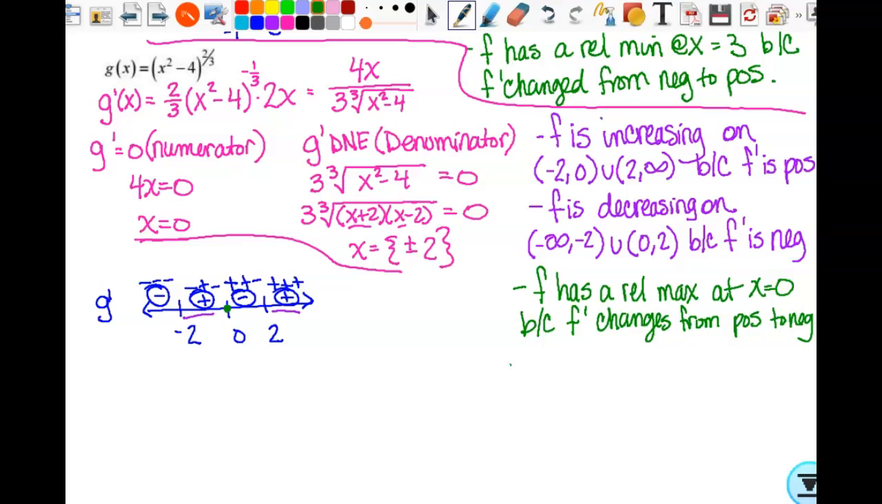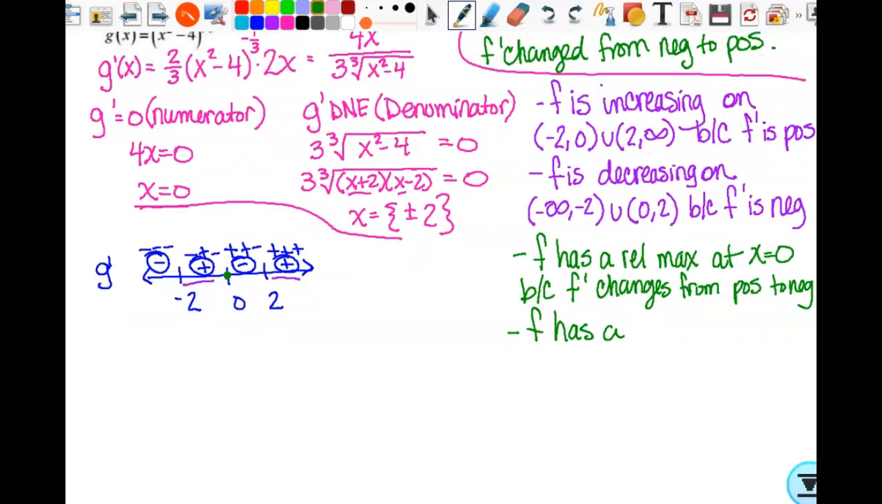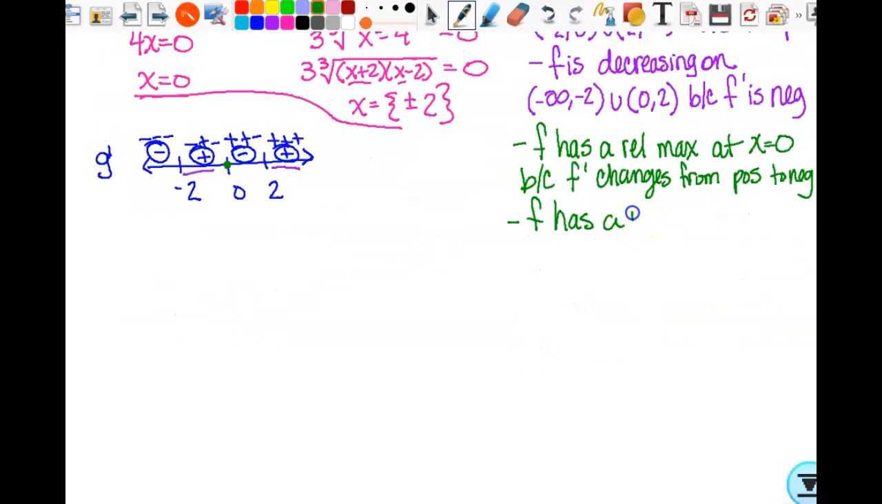Then I can say F has a relative, I can't spell or write, has a relative minimum at x equals negative 2 and x equals 2.